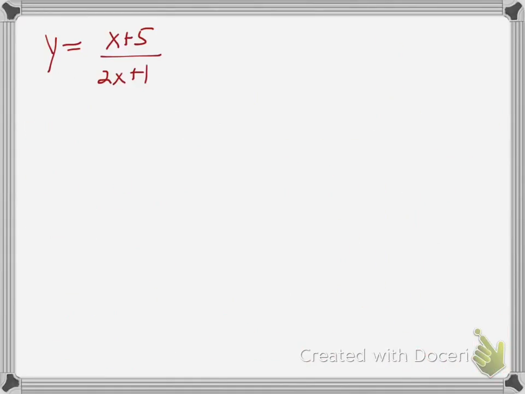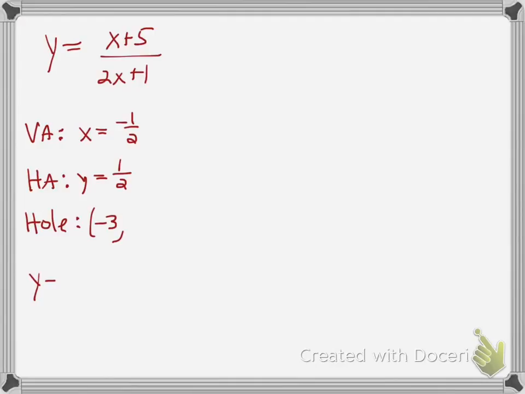So we're going to take this equation, the x plus 5 divided by 2x plus 1, and try to graph that. First, I'm going to identify the things that we just did. Vertical asymptote, x equals negative 1/2. Horizontal asymptote, y equals 1/2. And then our hole. Our hole is negative 3 comma something. So what I'm going to do right now is try and find out what that point is. I'll take that x value and plug it into my equation, the x plus 5 divided by 2x plus 1. Not the original one, but this one.